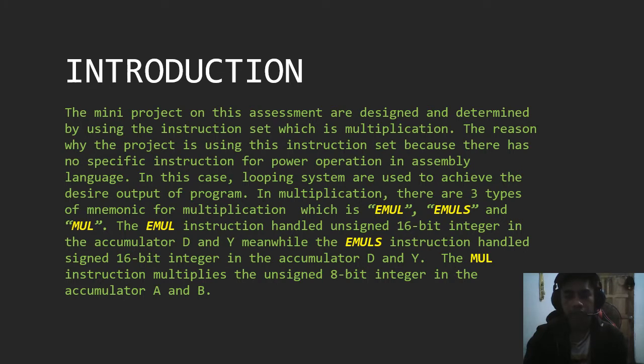In multiplication, there are three types of mnemonic for multiplication, which are EMUL, EMULS, and MUL. The EMUL instruction handles unsigned 16-bit integers in the accumulators D and Y, while the EMULS instruction handles signed 16-bit integers in the accumulators D and Y. Also, the MUL instruction handles unsigned 8-bit integers in the accumulators A and B.